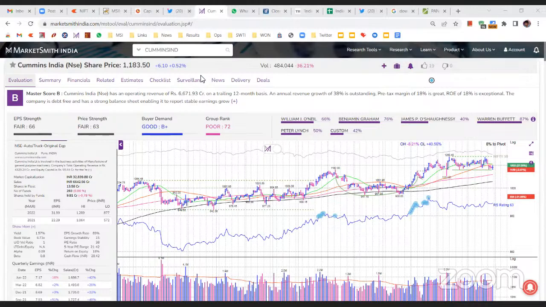Thanks, Vakar. I'll be taking a few queries now. Okay, Rashid. Yeah. Kalpesh has a comment related to the number of stocks we are covering in this Stock Durbar.